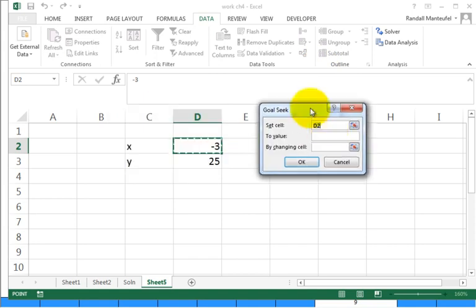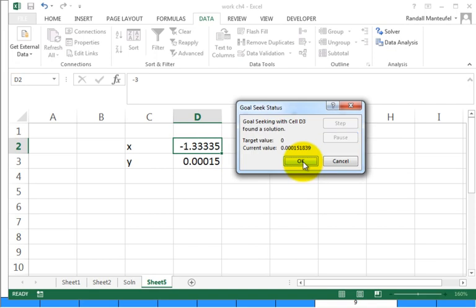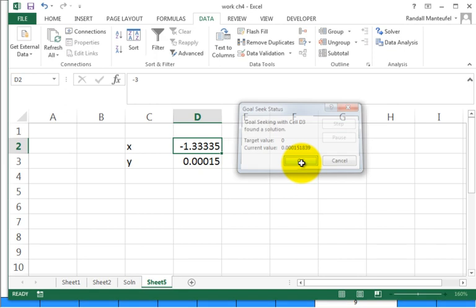How many people have used Goal Seek? A couple? Well, this is a very, very nice tool. You say, set this cell, y, to the value of 0 by changing the x cell. Then I hit OK, and if I have a decent guess close to it, you saw it iterate. It went to negative 1.333, which is one of the roots, isn't it? It drove it to 0.